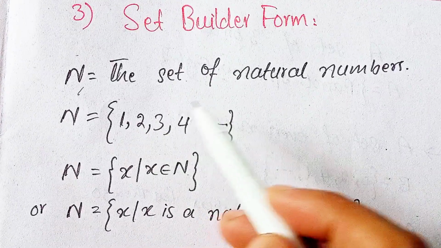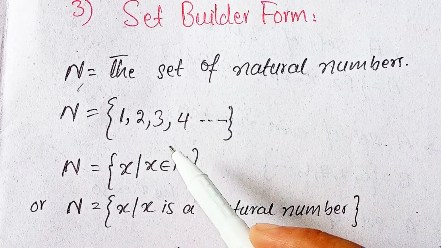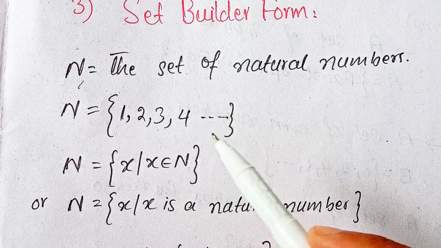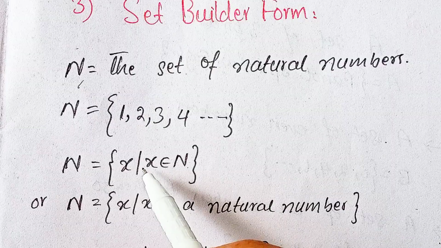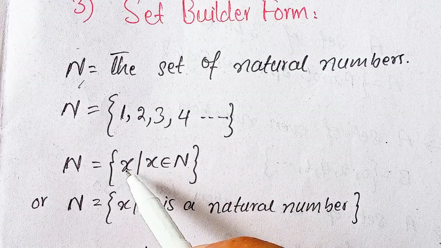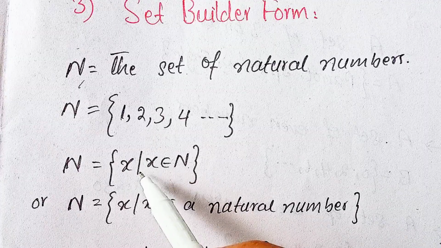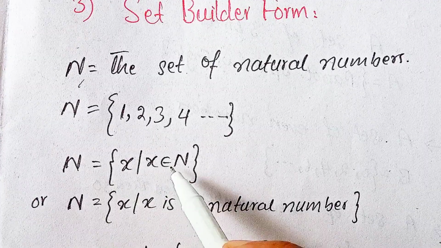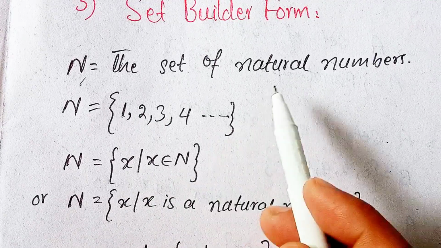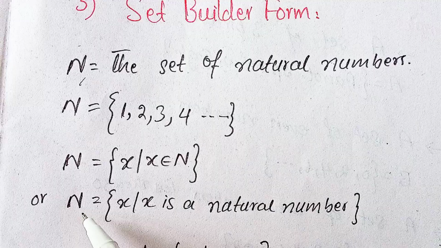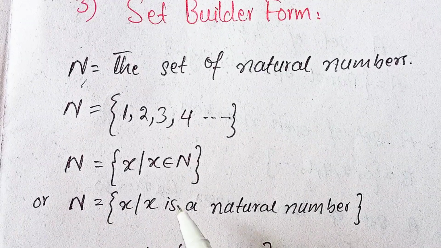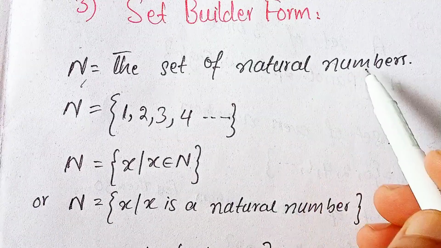But how do we represent the set of natural numbers in set builder form? We will use a general rule. For example, N is the set of all x such that x belongs to N. Here the variable x represents all the elements of the set, and the vertical line shows the phrase "such that". And x belongs to N shows the condition for the elements of the set. Or simply we can write it as N is the set of all x such that x is a natural number. So this is the set builder form of the natural numbers.